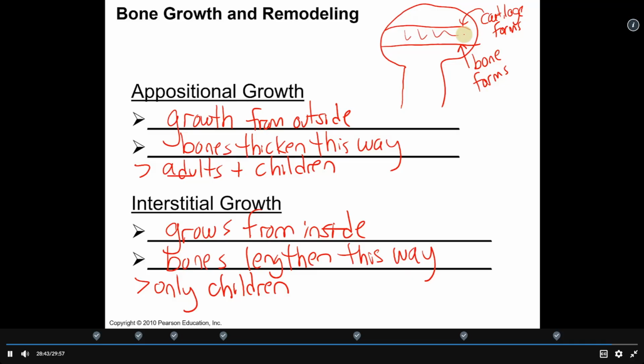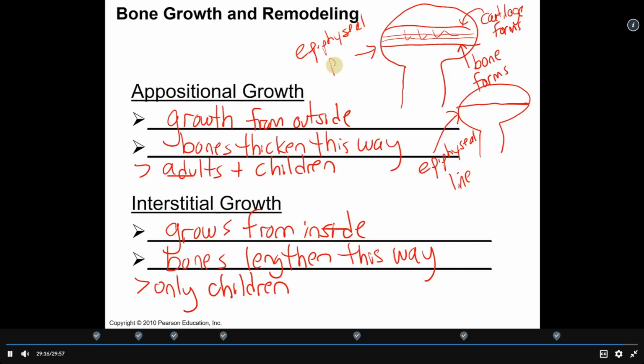But when you get into your teen years, the chondroblasts start to slow down. They don't divide, and this plate gets thinner and thinner and thinner until eventually the osteoblasts and osteoclasts take over and they remove all the cartilage. Then what you're left with in this situation is a line. This is called the epiphyseal line. All right, this up here is called the epiphyseal plate because it's cartilage. And as you know, they color cartilage blue.